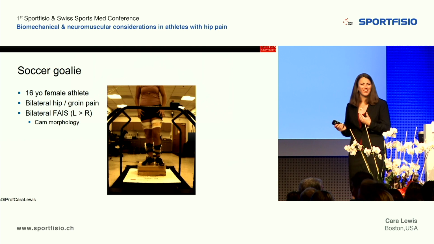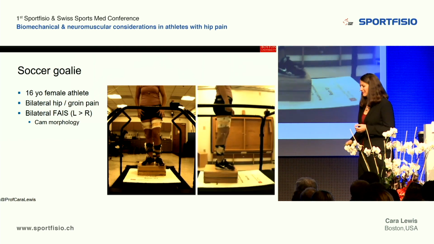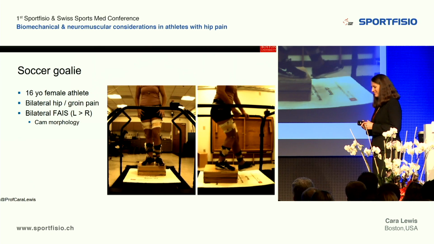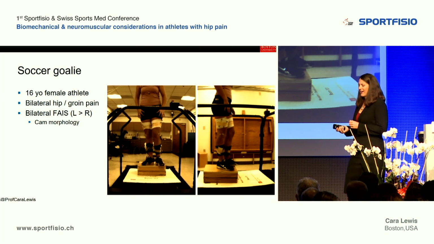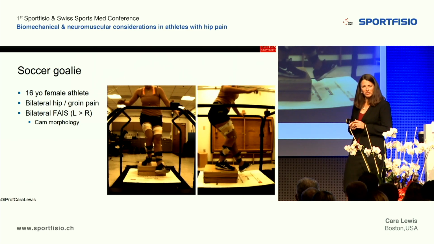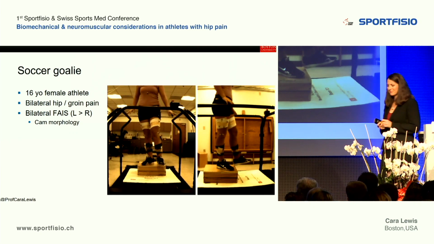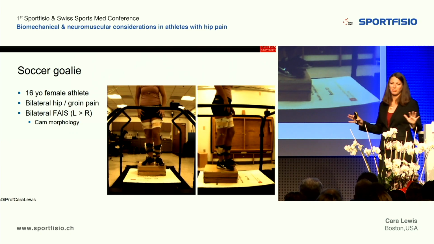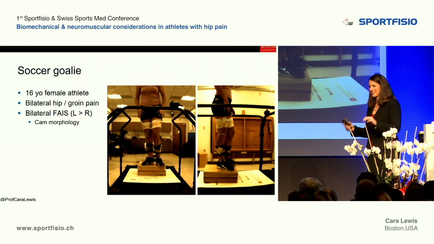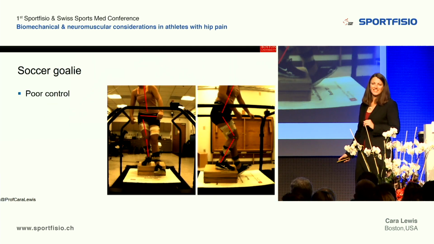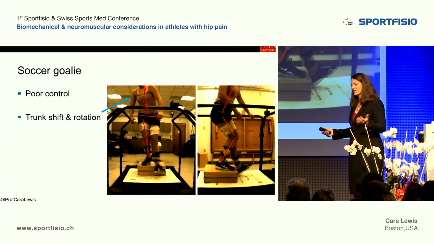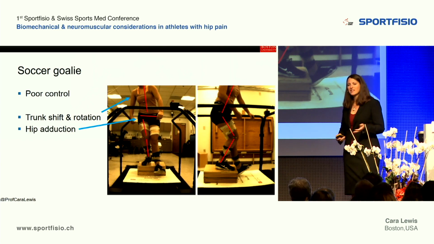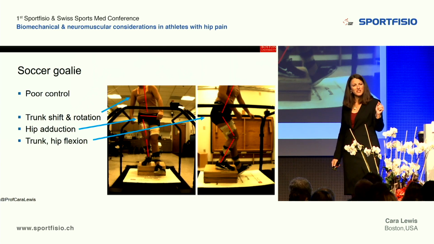Maybe if we turn from the side and watch her from the side, it'll be better. I think you can all see there's quite a few things that we'd want to work on in this. And I highlight the worst examples because they're so obvious, and so it's so much easier. So if we look at this, I think we'd agree, she just overall has poor control, right? We see multiple things. We see trunk shift and rotation. We see hip adduction. But we also see increased trunk and hip flexion.